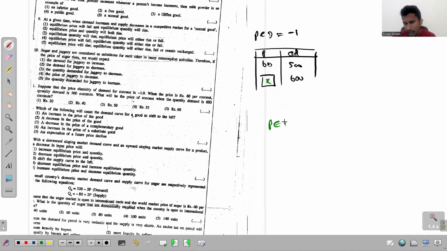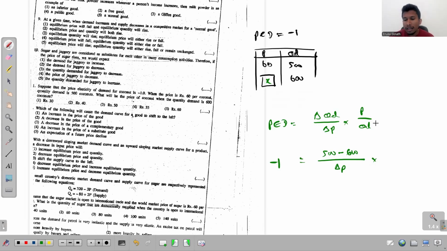So what is the equation? PED equals, we have several equations, but for the time being, imagine that you are using this delta QD over delta P multiplied by P over QD. Right, so you put -1 here. Delta QD is the difference between 500 and 600. And then delta P, you just take it as it is.